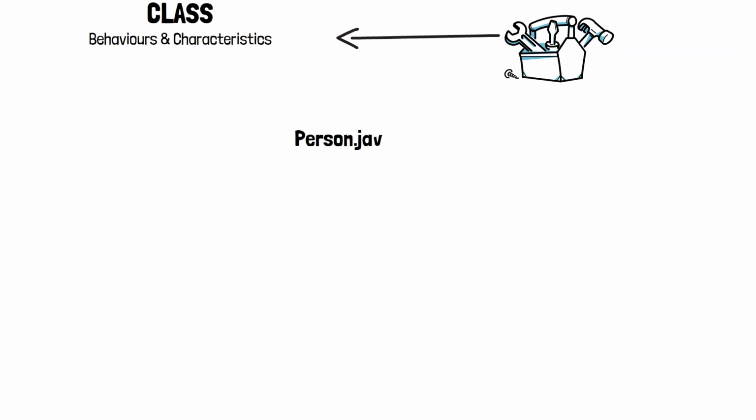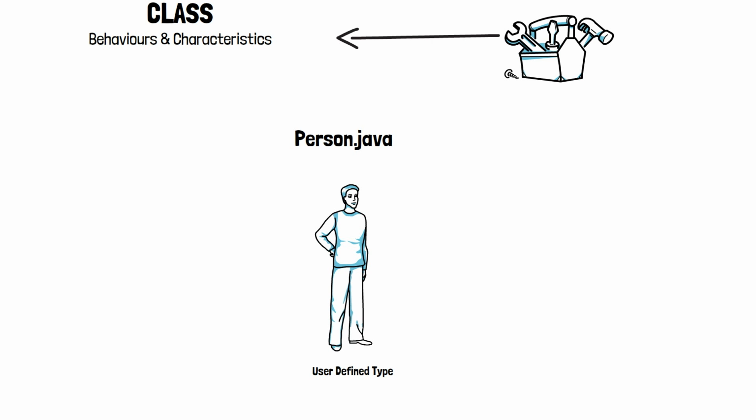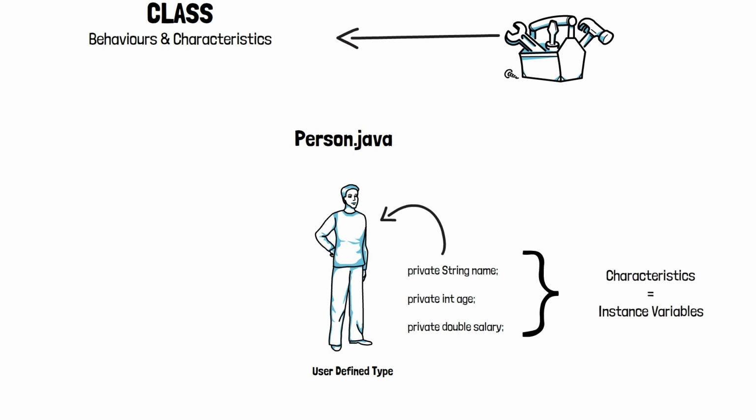Let me show you what I mean. Let's consider the Person class, which we're using to make the user-defined type Person. Our Person type, just like any real person, can have a set of characteristics and behaviors. In this case, let's say our characteristics are a name, an age, and a salary. These are the instance variables for the person type. Next, we can have a set of behaviors, perhaps a work behavior and a sleep behavior. These are our instance methods.